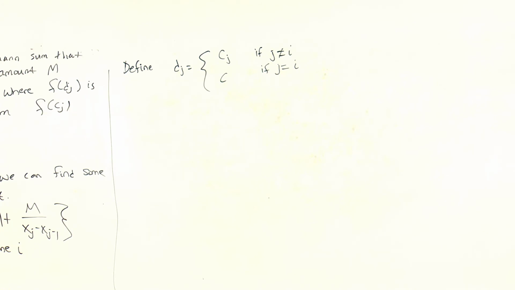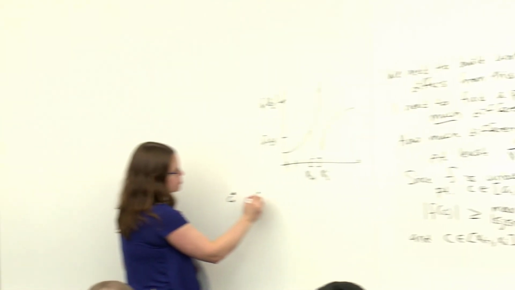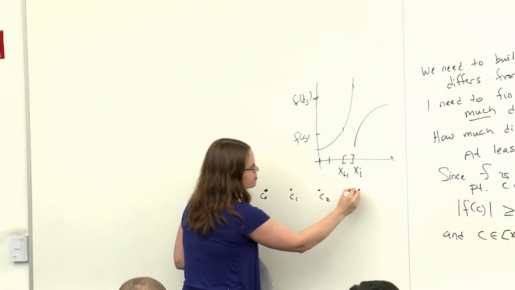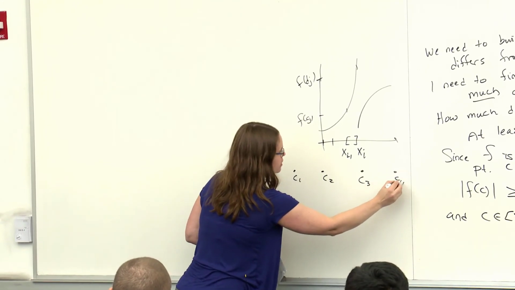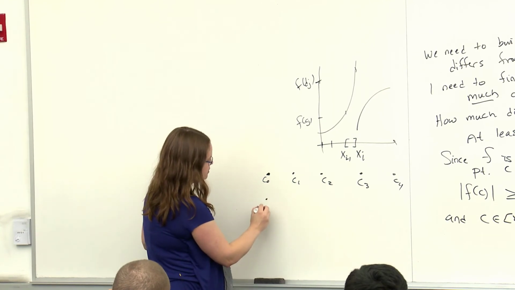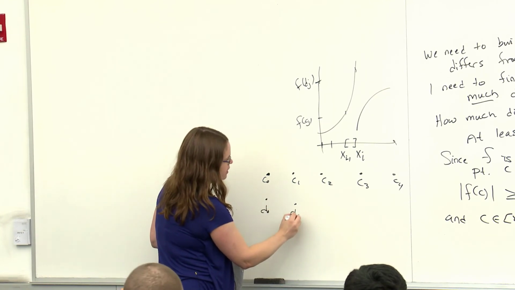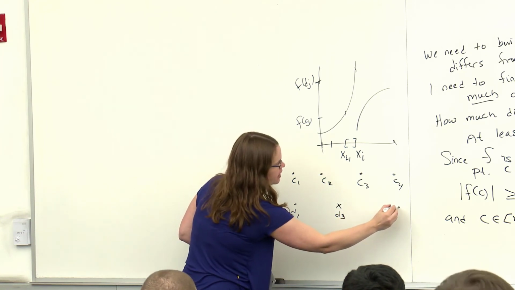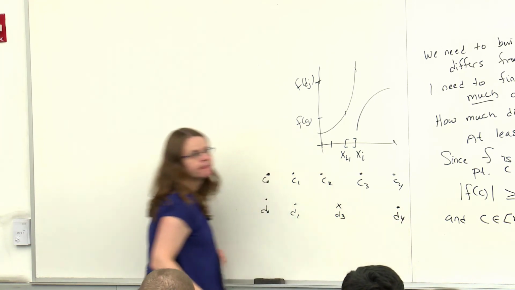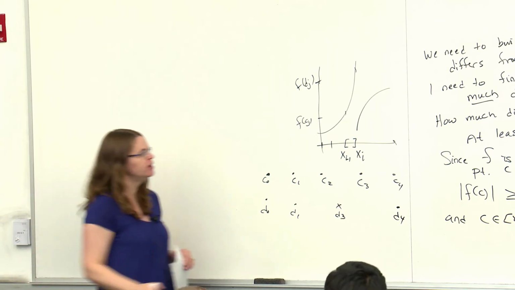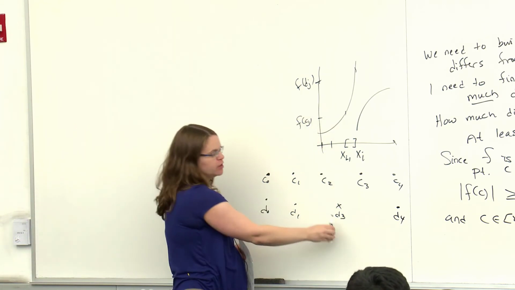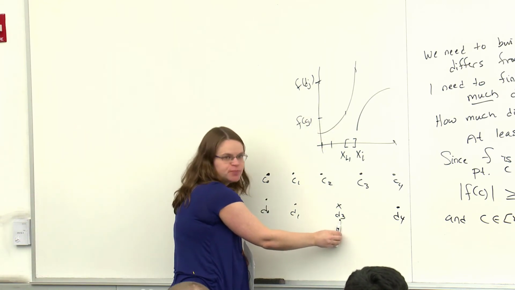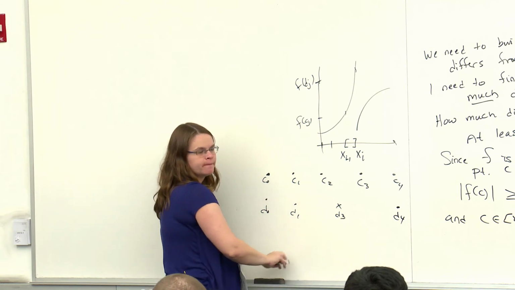Okay, so I had c0, c1, c2, c3, c4, and now I'm going to have d0, d1, maybe d3 got moved, and d4 stays the same. So I've just moved one point over to ensure that my f gets really, really, really big at this point, much, much bigger than it gets anywhere else.